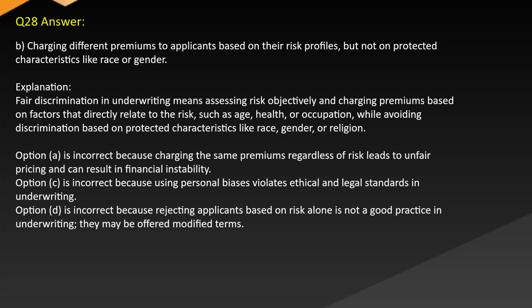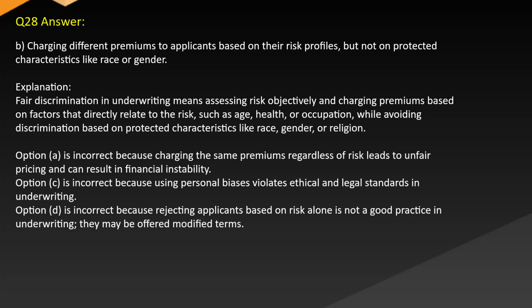Answer B. Charging different premiums to applicants based on their risk profiles, but not on protected characteristics like race or gender. Explanation. Fair discrimination in underwriting means assessing risk objectively and charging premiums based on factors that directly relate to the risk, such as age, health, or occupation, while avoiding discrimination based on protected characteristics like race, gender, or religion.